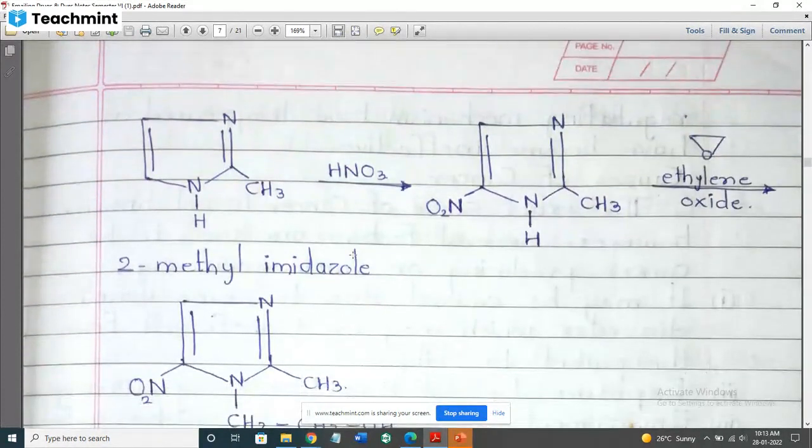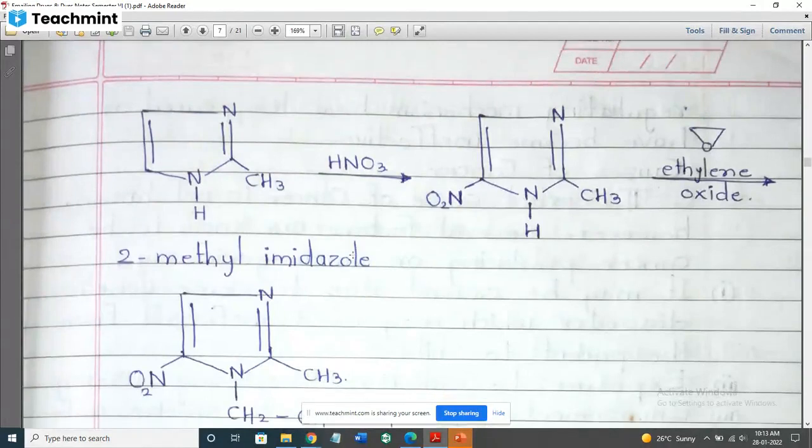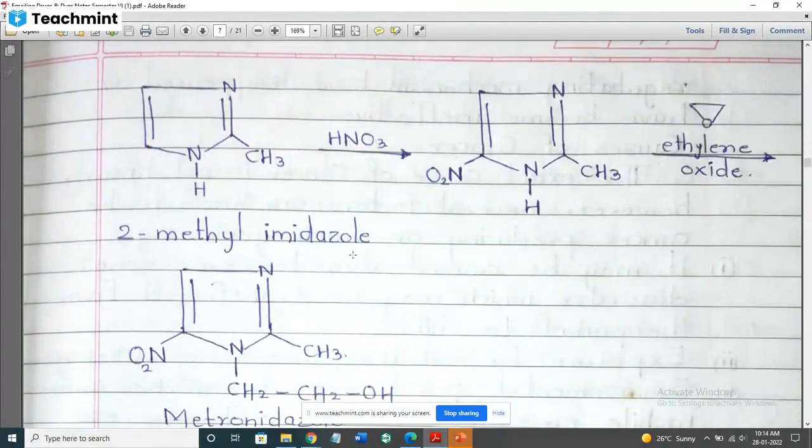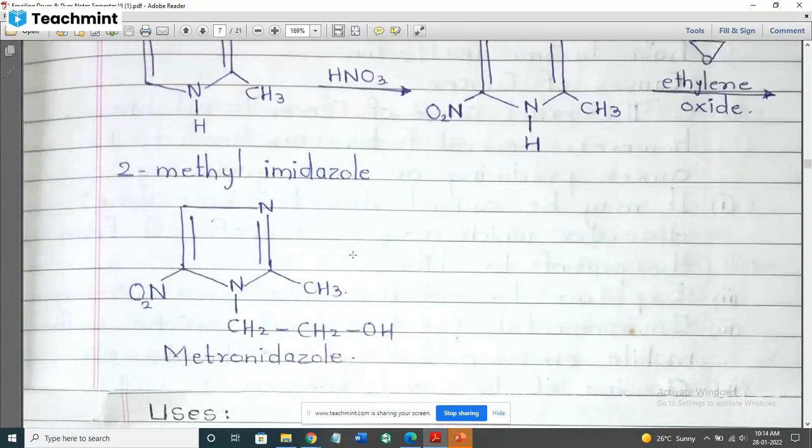Cyclization takes place, and substitution at the first position takes place. After the substitution reaction, we react with ethylene oxide, and then we get the final product, metronidazole. In metronidazole, an OH group and an NO2 group, two functional groups, are attached in this case.